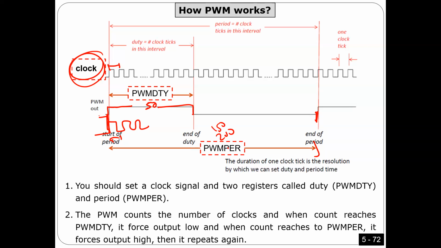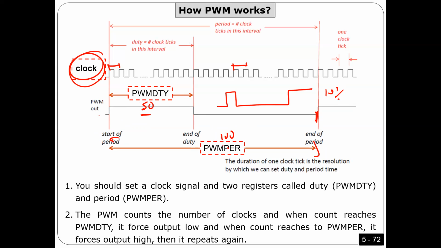Is that okay? And this one, for example, is 100, so 100 cycles from here. And this one is only 10. So I'm going to generate a signal something like that. The duty cycle is 10%. If I make this one 50, so 50 out of 100, that means it's going to be 50% duty cycle. If I make this one 90, it's going to be a signal like this one.